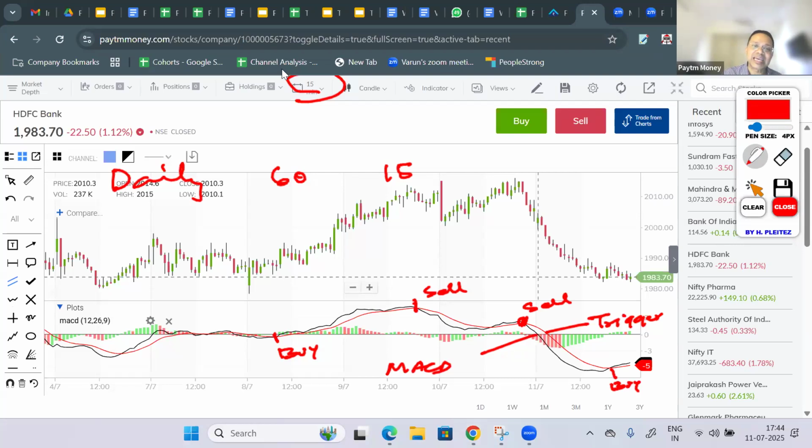K and D line. Yes, K and D line. You can also say K and D line.